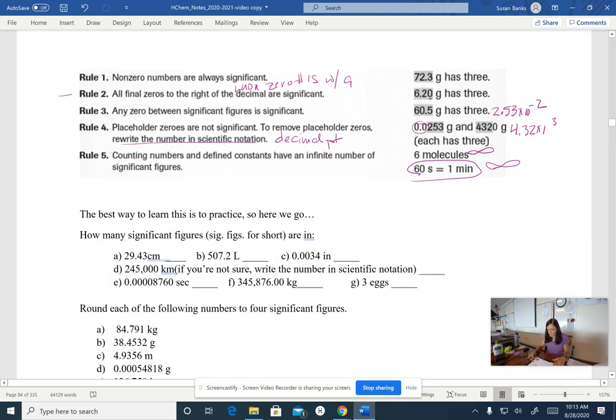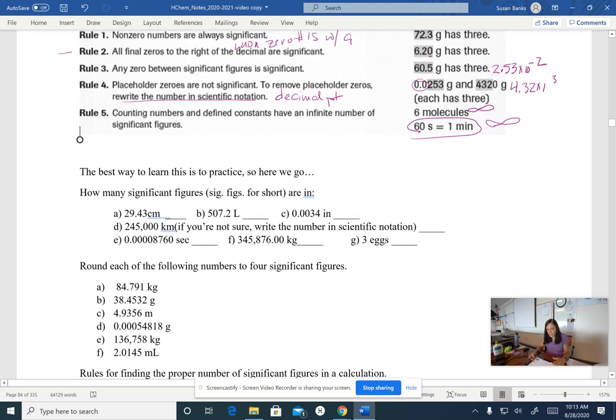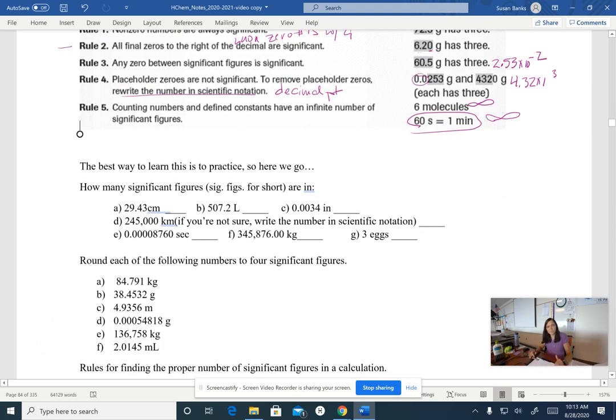So let's practice on a couple of these. I want you to pause this video, take a minute, fill in how many significant figures you think each of these numbers have, and we'll check in just a little bit. So see you in a bit.